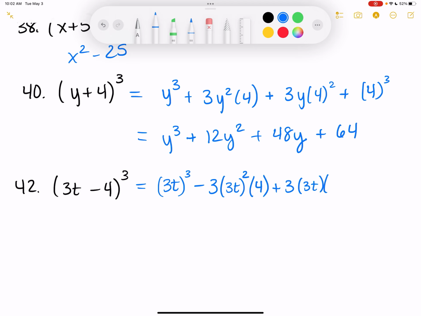Oh yeah, 3t times 4, minus... Oh, that's 4 squared, cubed, area. Isn't it? Okay, that's a lot. So what's the first term? 3 cubed is what? 27 t cubed. Okay.